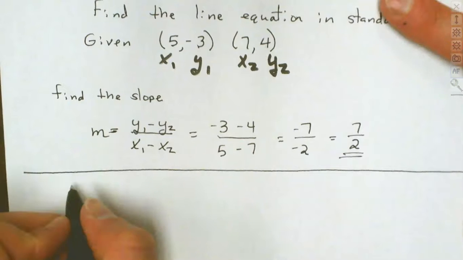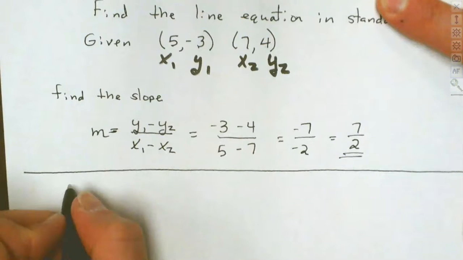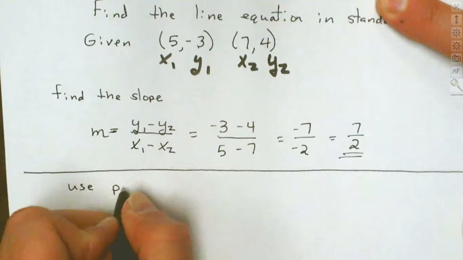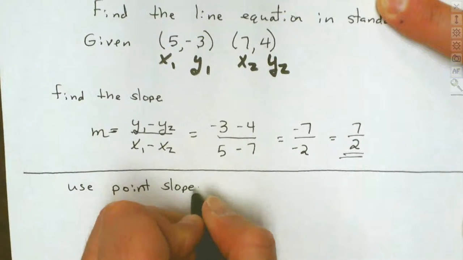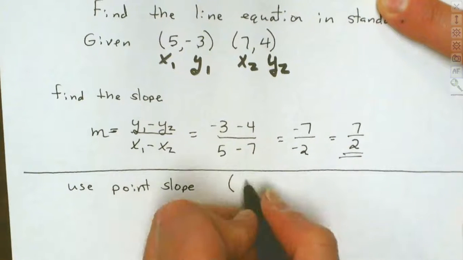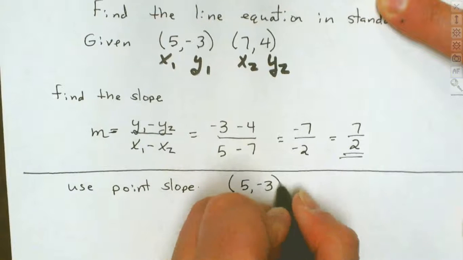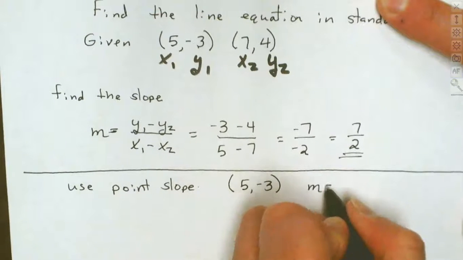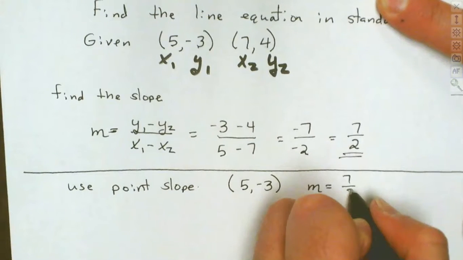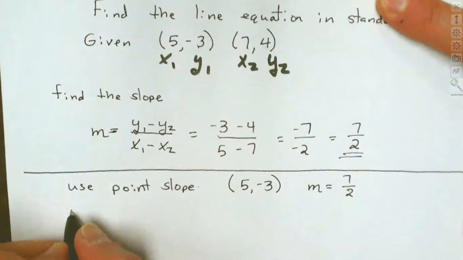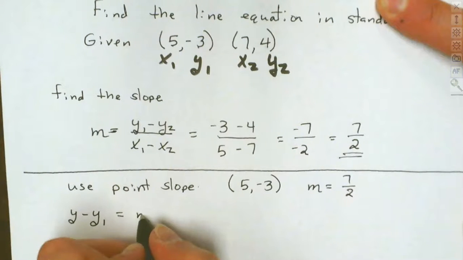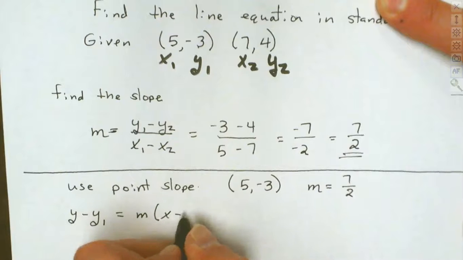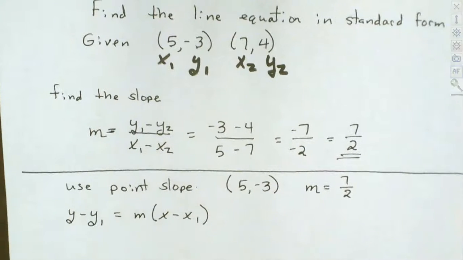So now we're going to finish this out, and we're going to have to use point slope. And we're going to use that 5, negative 3, and that slope of 7 over 2. And point slope is y minus y1 equals m times x minus x1.